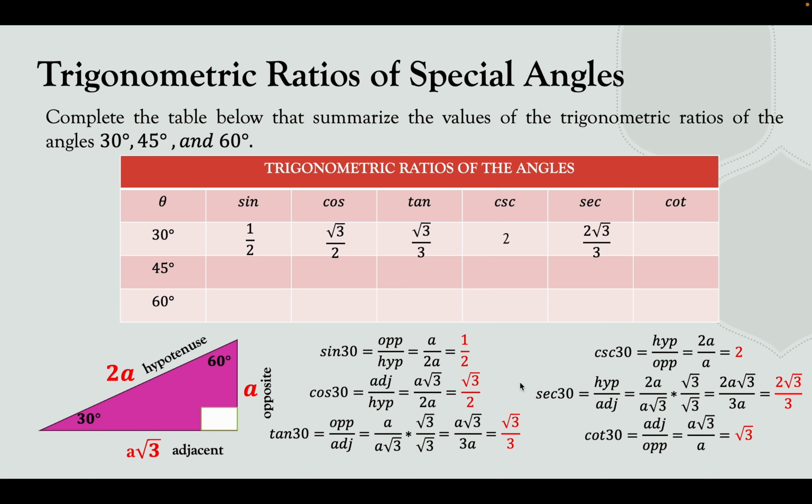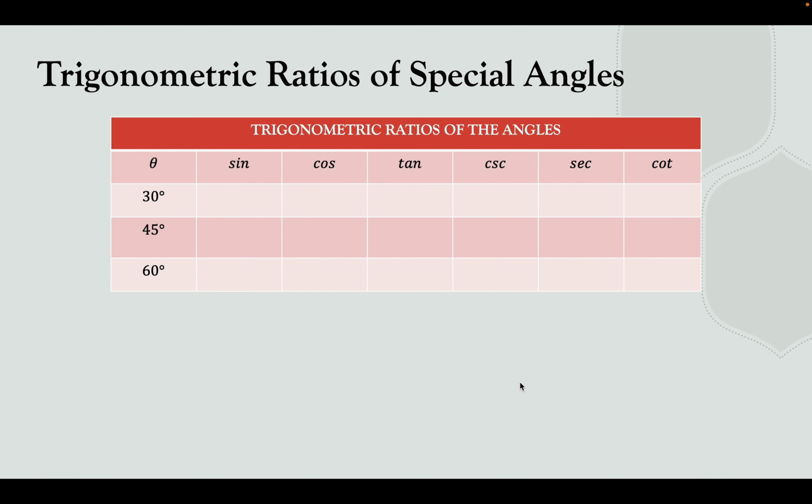So for the cotangent 30 degrees, we have adjacent over opposite. So a square root of 3 over a. So you can simplify that one by eliminating a in both numerator and denominator. So we have the remaining square root of 3. So we've already completed the 6 trigonometric ratios for 30 degrees. So let's proceed to the 45 degrees.